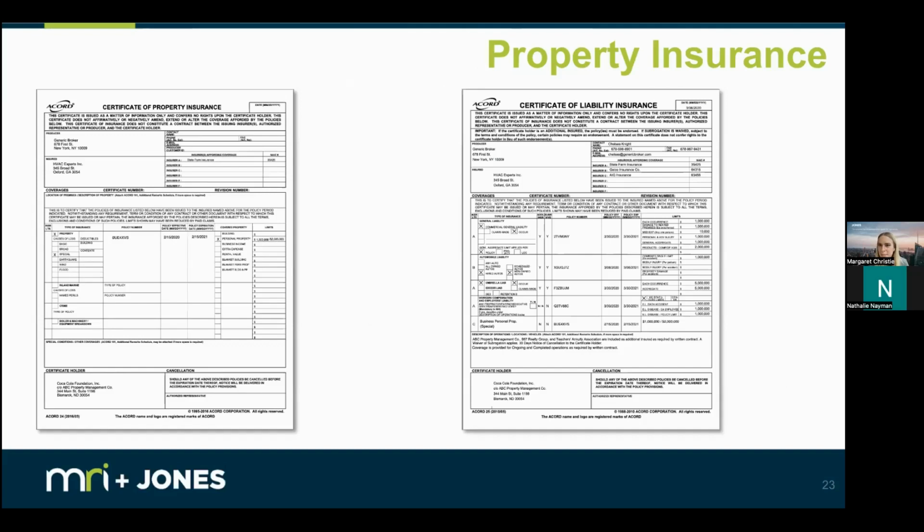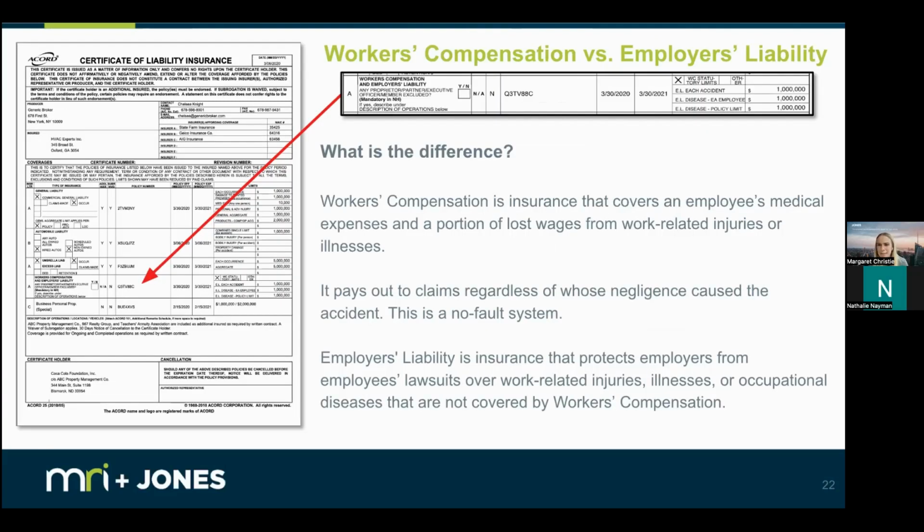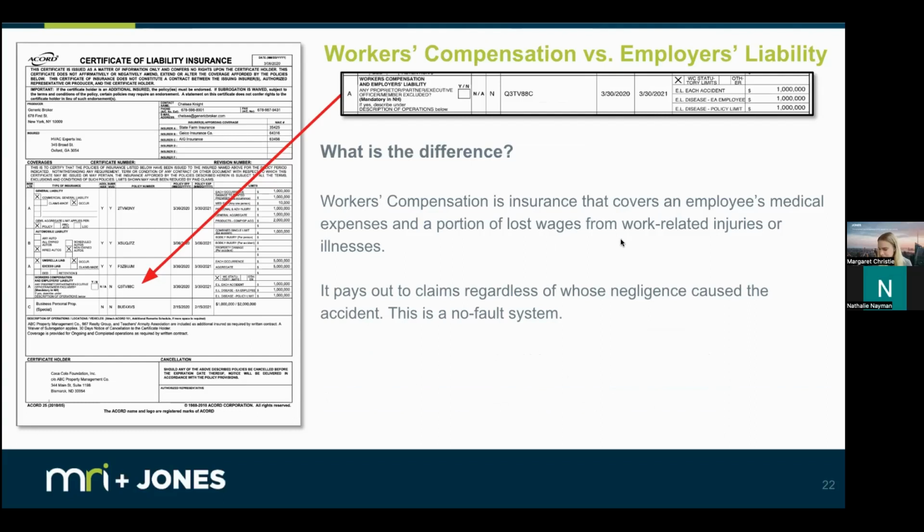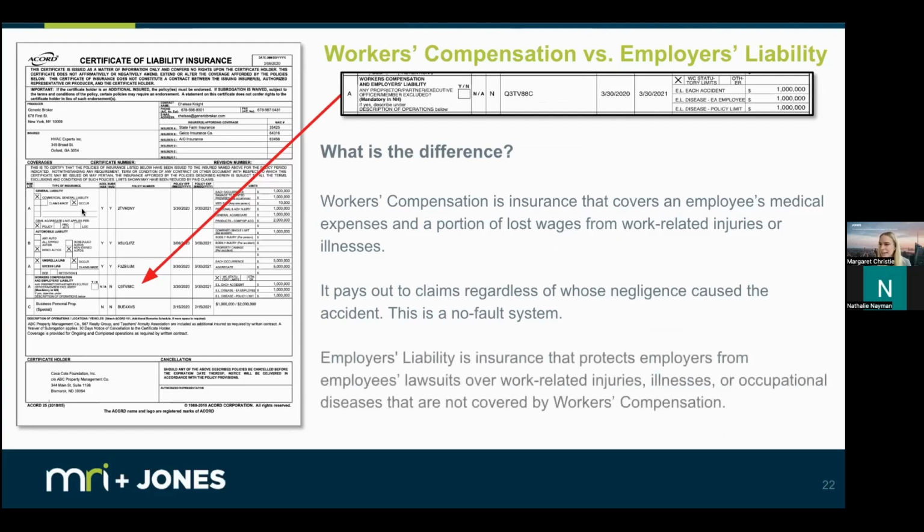Now we're going to talk about property insurance. Well, actually, let me go back a page. As I said, on a COI, you're always going to see general liability, automobile liability, umbrella liability, workers' compensation, employer's liability. On my COI, you can see I have business personal property in this space at the bottom, and that's what we're going to see next.